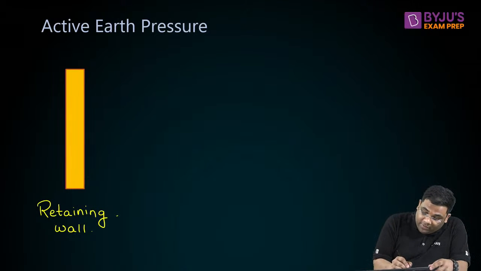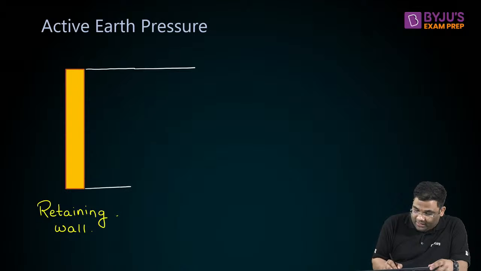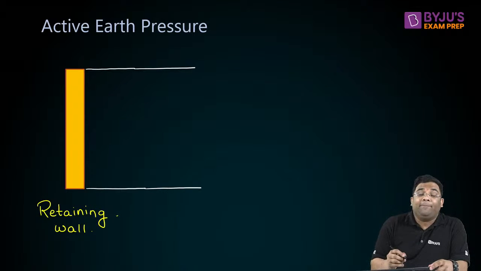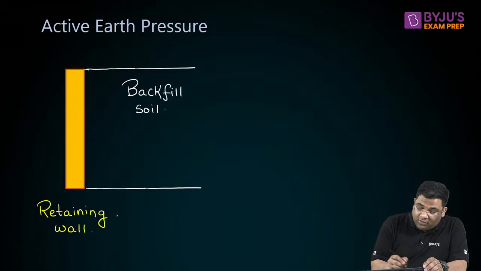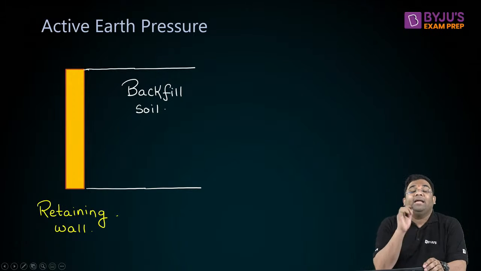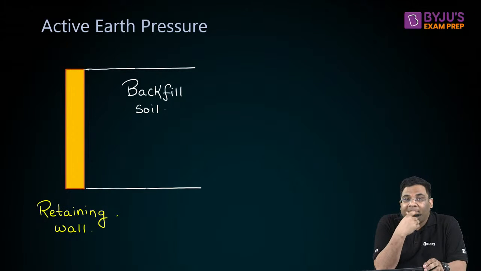Now, a retaining wall retains what? It retains soil, and this soil is known as the backfill. We call this the backfill soil. Now this particular soil will exert certain pressure on this retaining wall, and due to that pressure there will be some force. That pressure is known as earth pressure.